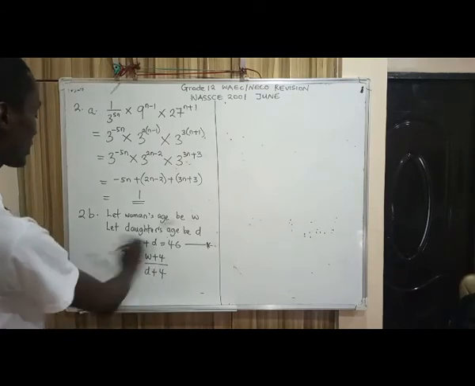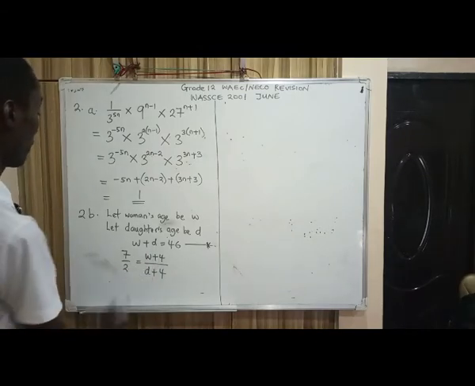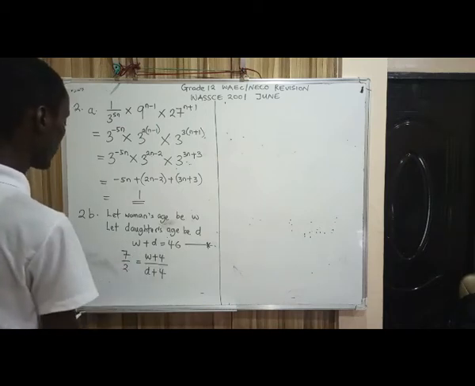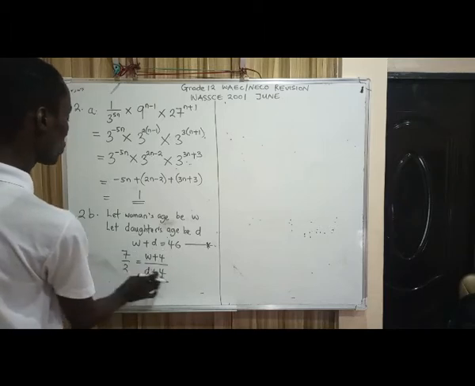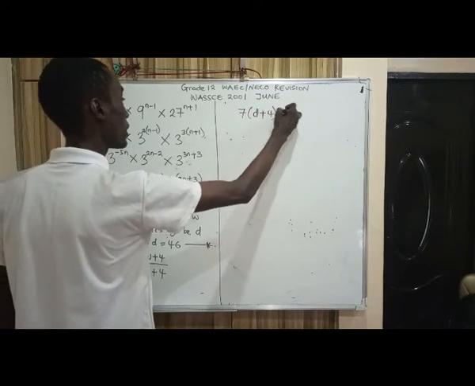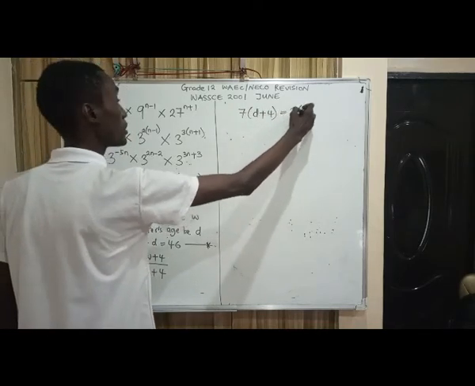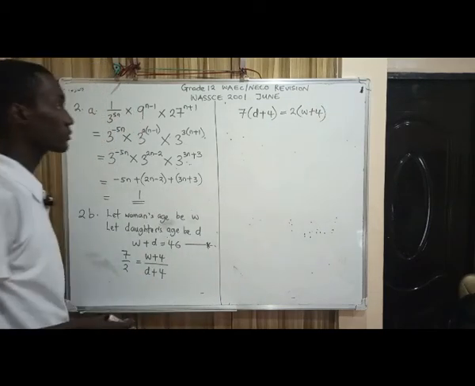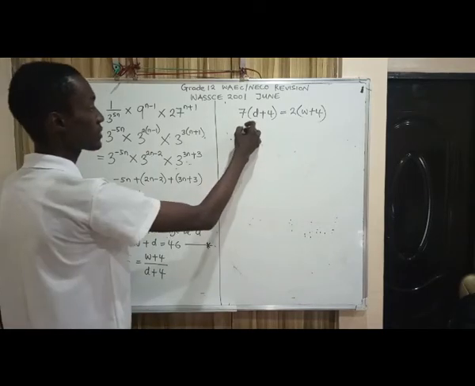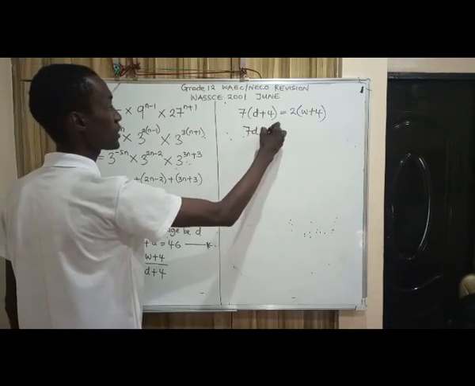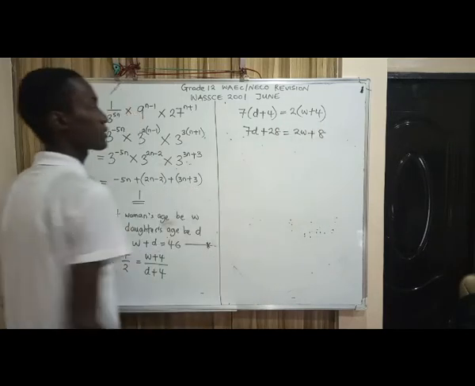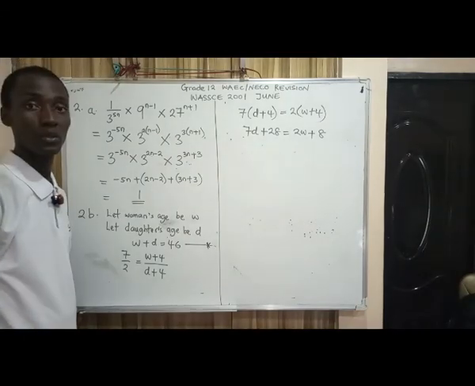So I will deal with this. So this 2 is dividing 7. So what will you do in this part? It's going to multiply this. This is dividing this. What will you do here? Multiply. So I'm going to have 7 into d plus 4 equal to 2 into w plus 4. So this will mean that 7d plus 28 will be equal to 2w plus 8. That's what that gives you.